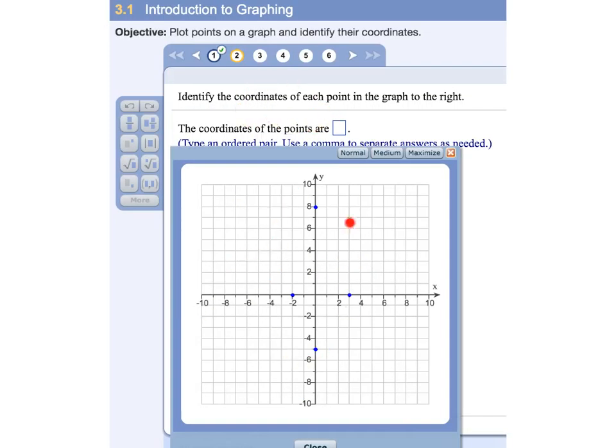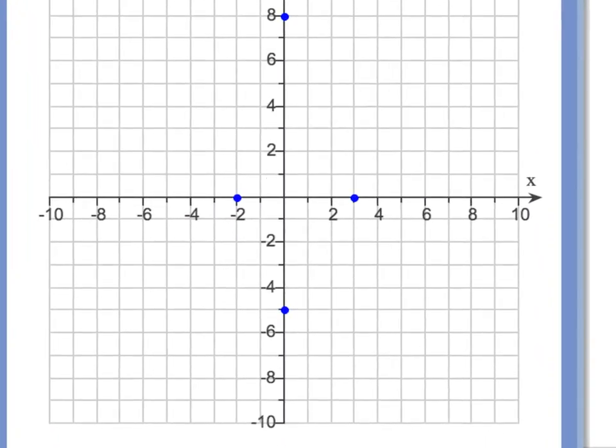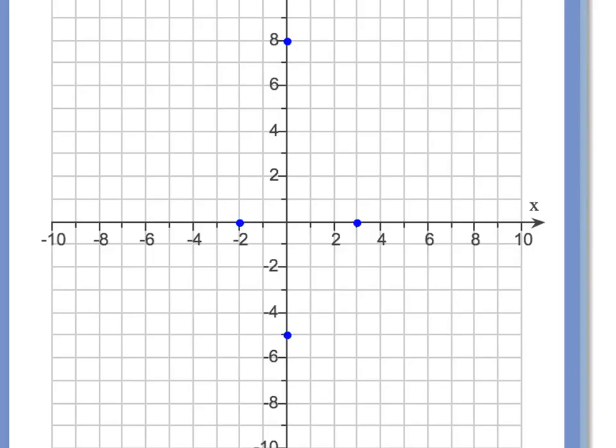More practice on the same concept, identifying the coordinates of each of these points. This just gets a little tricky because they're putting points on the axes. That means we're going to have some zeros. Let's do this one right here. We go to the left 2, but we don't go up or down, so that's going to be -2, 0. And then here, it's going to go to the right 3, but we don't go up or down, so it's going to be 3, 0.